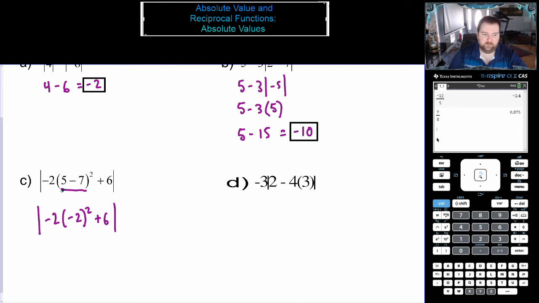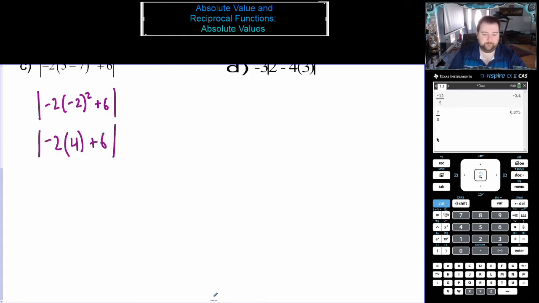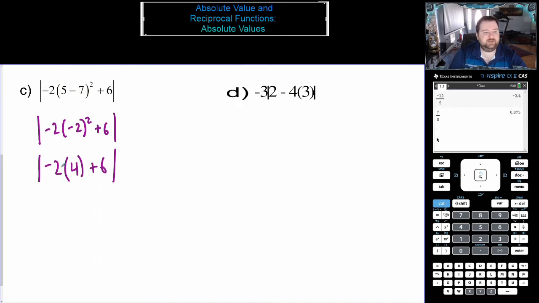Now we need to move on to exponents. So we have the squared up here. So we're going to have negative 2 times negative 2 squared. Negative 2 squared is 4 plus 6. Now we do multiplication. So negative 2 times 4 is negative 8 plus 6. Now we are going to add these together. Negative 8 plus 6 is negative 2. And the absolute value of negative 2 is 2.